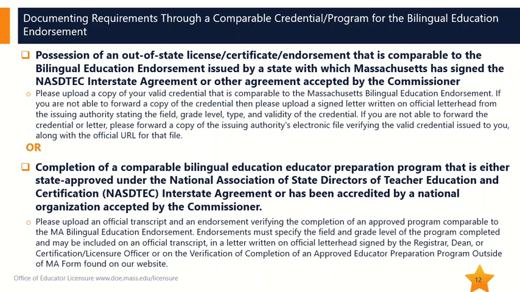Candidates qualifying for the Bilingual Education Endorsement through the completion of an educator preparation program accepted by the Commissioner should upload an official transcript and an endorsement specifying the field and grade level of the program completed. Individuals can document the endorsement through the verification of completion of an approved educator preparation program outside of Massachusetts form. In lieu of the form, endorsements may be included on an official transcript or in a letter written on official letterhead signed by the registrar, dean, or certification/licensure officer.